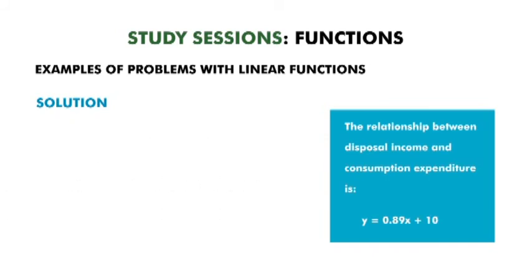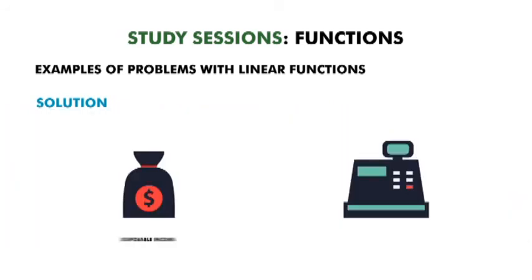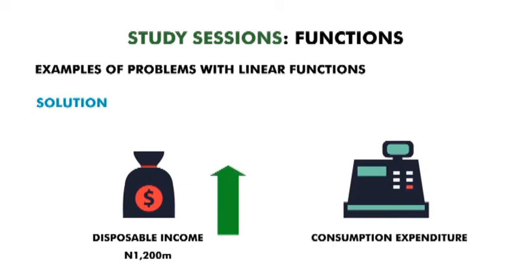Now when x equals 1,200, y equals 0.89x plus 10. Substitute: y equals 0.89 multiplied by 1,200 plus 10. Y equals 1,068 plus 10. Y equals 1,078 naira. When disposable income increases to 1,200 million naira, consumption expenditure also increases to 1,078 million naira.